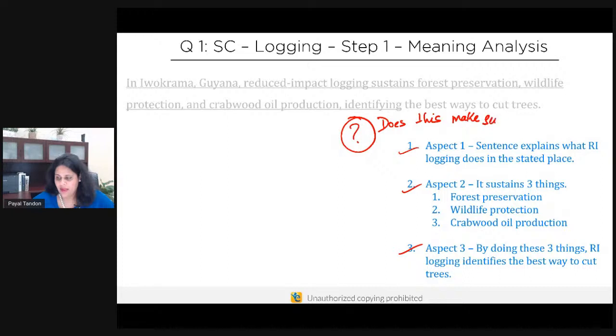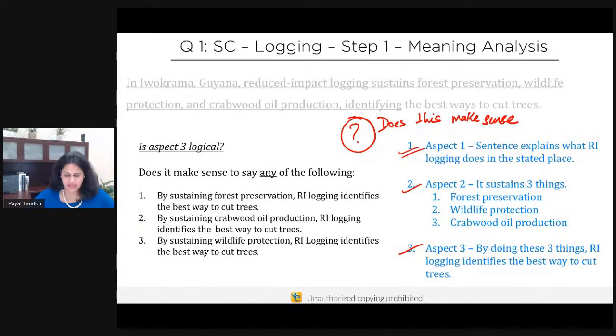Now, if you look at this part over here, the first part makes perfect sense, no problems with that. The second part makes perfect sense. The third part is where things get a little bit dicey. And that's where you start to question yourself: does it make sense to say that by sustaining forest preservation, RI logging identifies the best way to cut trees? I mean, you're trying to figure out, is the author making sense over here? So tell me, is aspect 3 logical? Yes or no? Do you think aspect number 3 is logical?